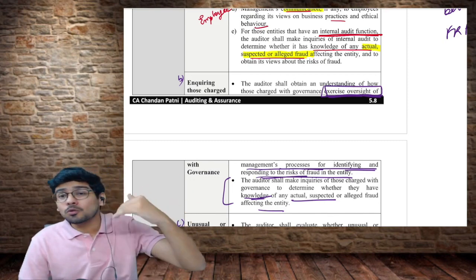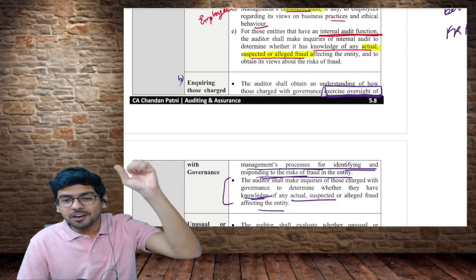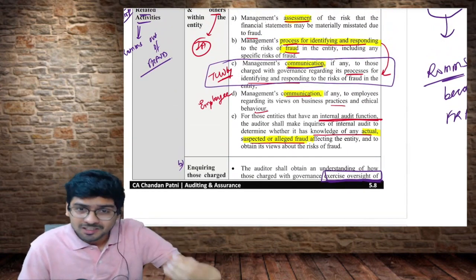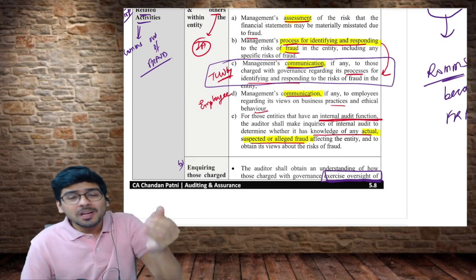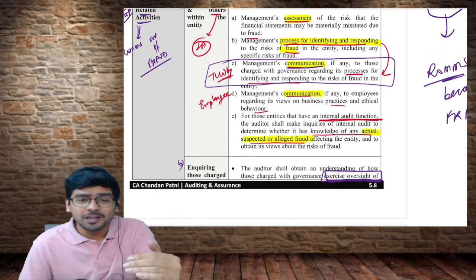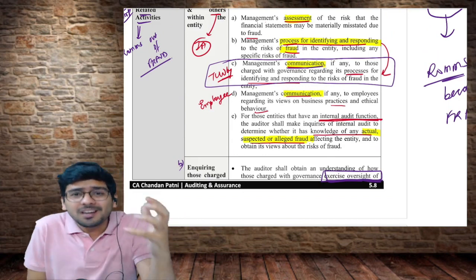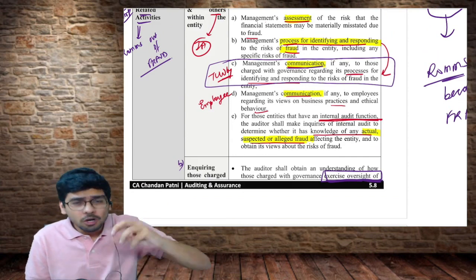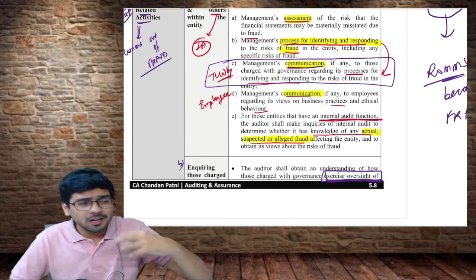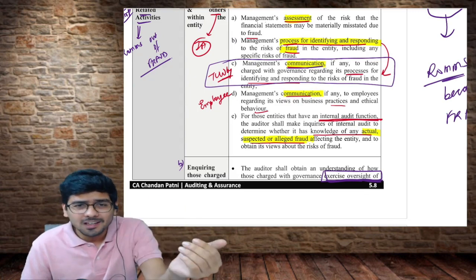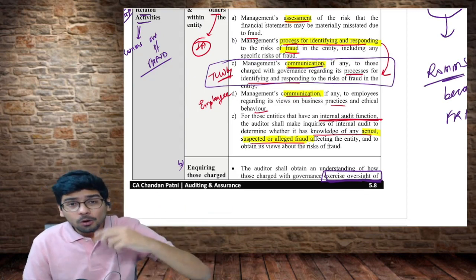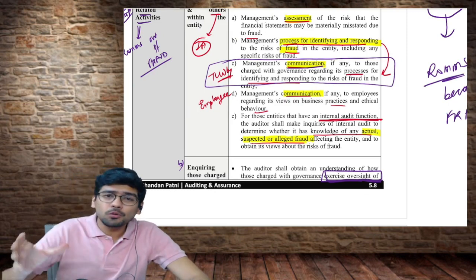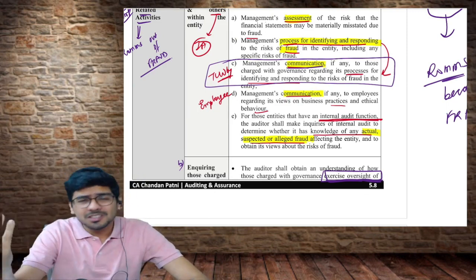Okay, what all inquiries do I need to make to the management? 5 points. Management, 5 points. What are the 5 points? I'm going to ask them about their assessment. I'm going to ask them about their processes with respect to identification of fraud. I'm going to ask them whether they have communicated about their process to TCWG. Okay, I'm going to ask them whether they have communicated their policies, code of conduct, etc., the need to maintain honest culture and ethical values to the employees. And I can also inquire from the internal audit department whether they have any knowledge with respect to fraud, suspected fraud.